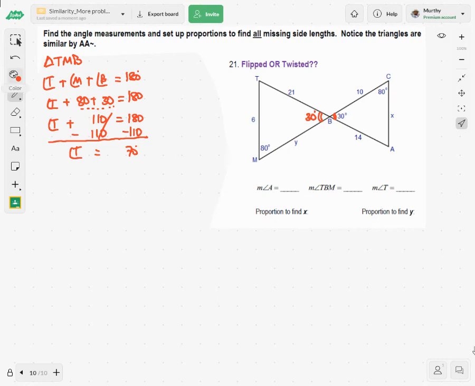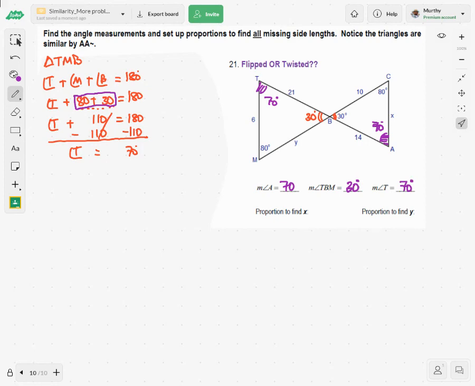Therefore, let me take a different color. This is 70 degrees. Now I know here one is 80, the other one is 30, so you can compute the third angle. Already we computed: if two angles are 80 and 30, then the third angle is obviously 70 degrees. Now, the measure of angle A is 70. The measure of TBM is 30 degrees, vertically opposite angles. The measure of angle T is 70 degrees.